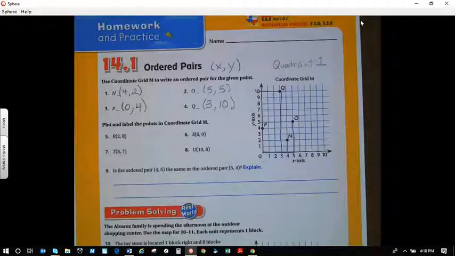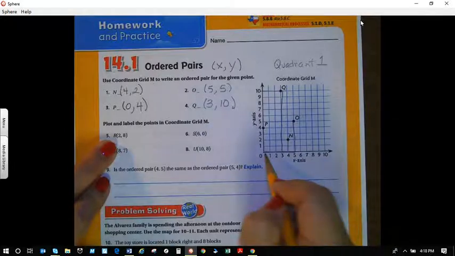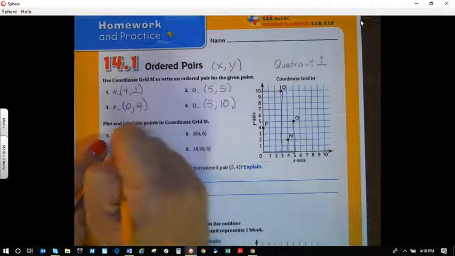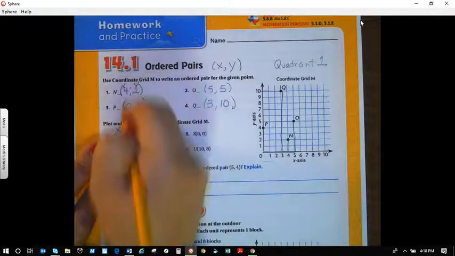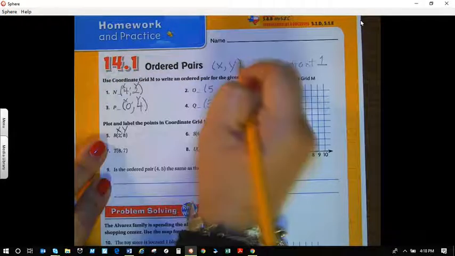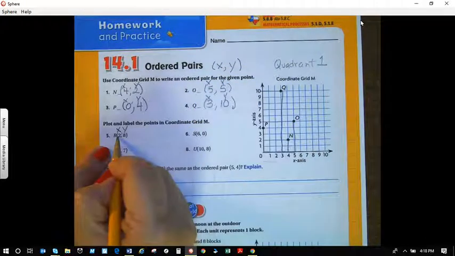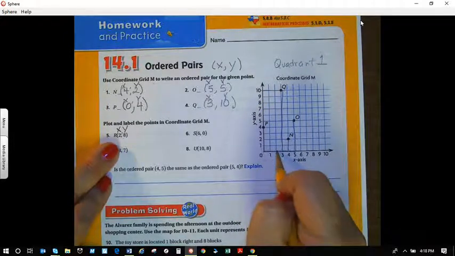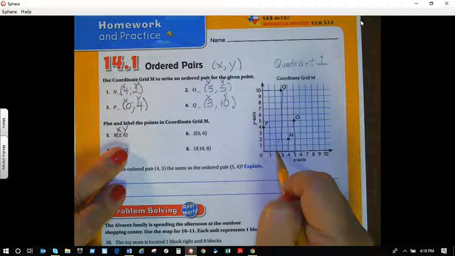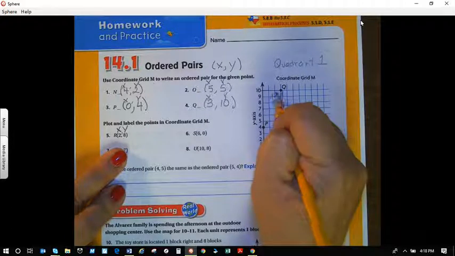It says plot and label the points in the coordinate grid M. So for R, I'm going to plot 2, 8. So this is my X. And remember I was telling you, you had to label. The same up here. X, Y. Get in the habit of X and Y. Here, 2. I'm going to cross 2 to the right, horizontal, and then up 8. And so this is coming right here is where I'm going to be plotting, and this will be R.